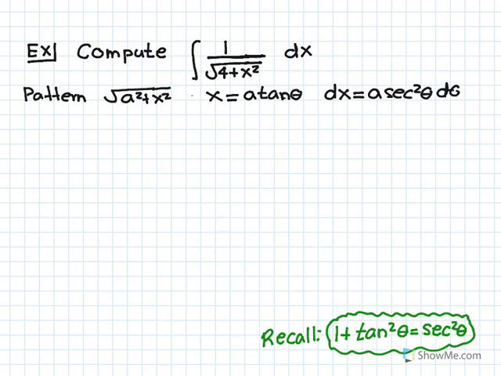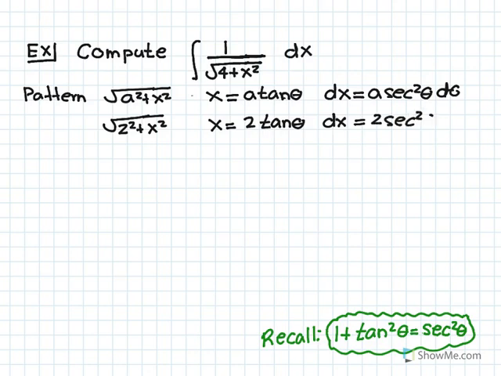Now the pattern that we have is root of 2 squared plus x squared. That means a is equal to 2, so we have x is 2 tan theta. Derivative of x, dx, that will be 2 secant squared theta d theta. So let's simplify the integrand.